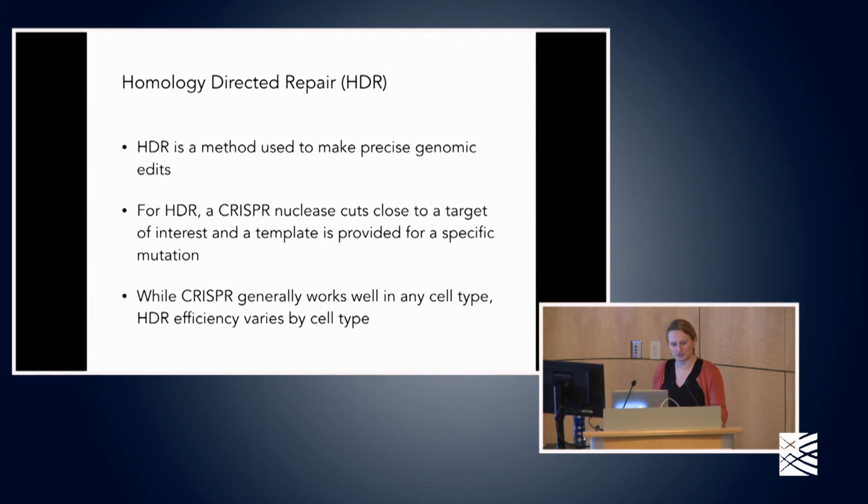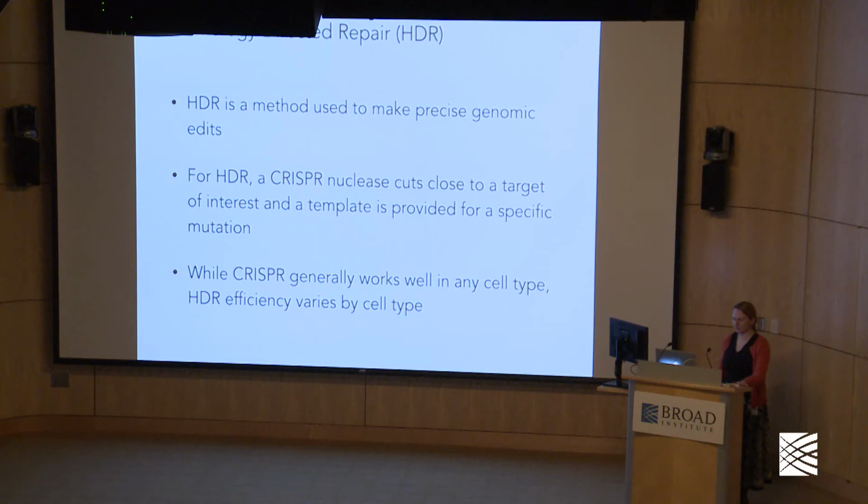A common thing to do with genome editing is to do HDR, and so I'll briefly go over how to do HDR using CRISPR-Cas9. Again, HDR is a method used to make precise genomic edits. For HDR, ideally, you want to have your CRISPR nuclease cut close to a target of interest, and then you need to provide a template for your specific mutation or insertion.